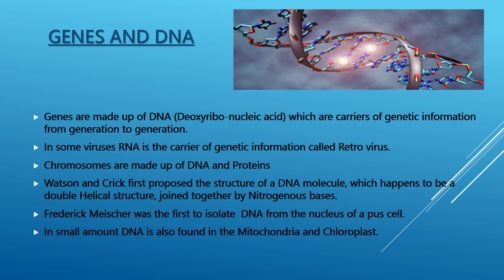So who discovered or who proposed the structure of DNA for the very first time? It was Watson and Crick. And the structure of DNA happens to be a double helical structure joined together by nitrogenous bases. Friedrich Miescher was the first to isolate DNA from the nucleus of a pus cell. In small amounts, DNA is also found in the mitochondria and chloroplasts. Now these two are cell organelles which we'll study later.